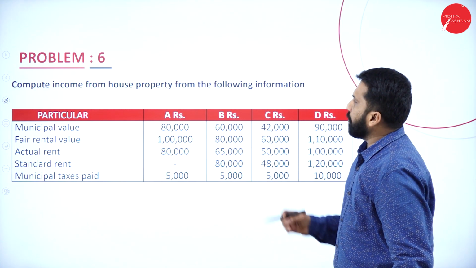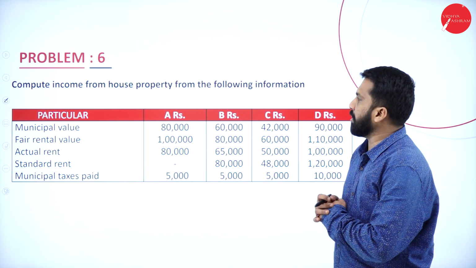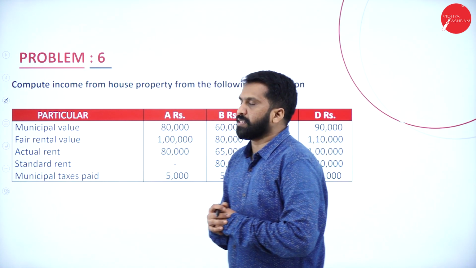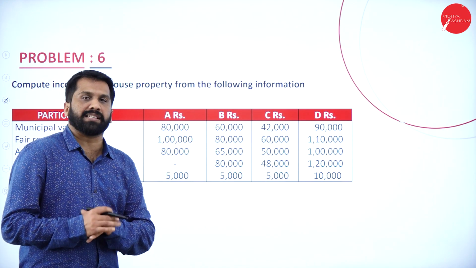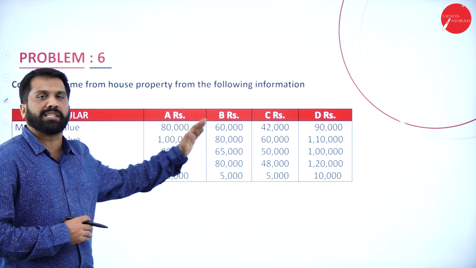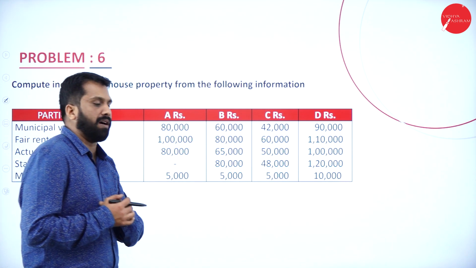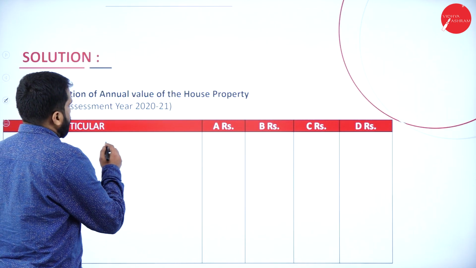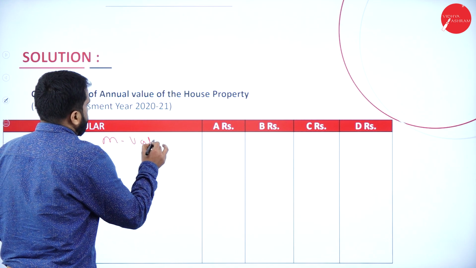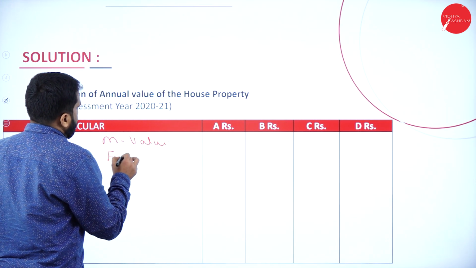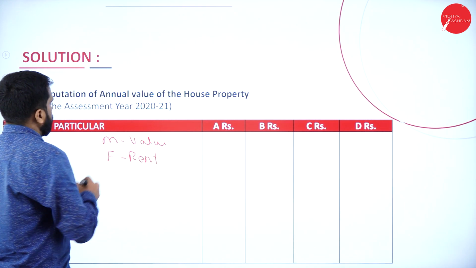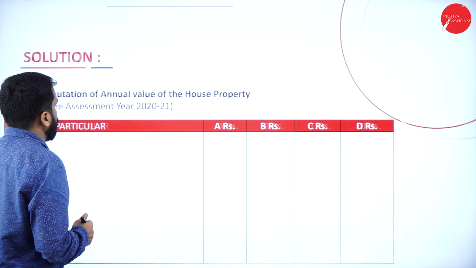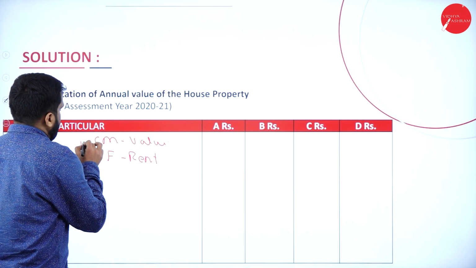Now, we'll go for this. Compute income from house property from the following information. So, we are supposed to find out only your gross annual value. There is no municipal tax, nothing. Whichever is higher, whichever is less, those kinds of calculations we are supposed to do. Now, in this, directly I'll go to the answer. So, the first one is what? Your municipal value or your fair rent, whichever is higher. So, we'll go for this. Out of this, whichever is higher.